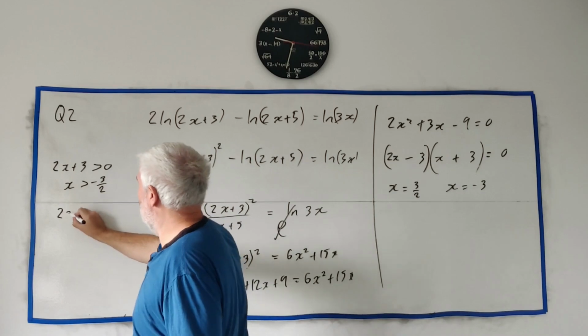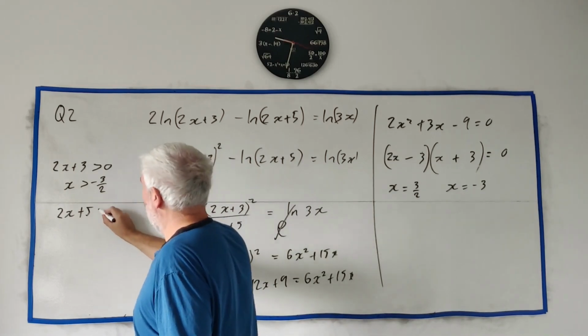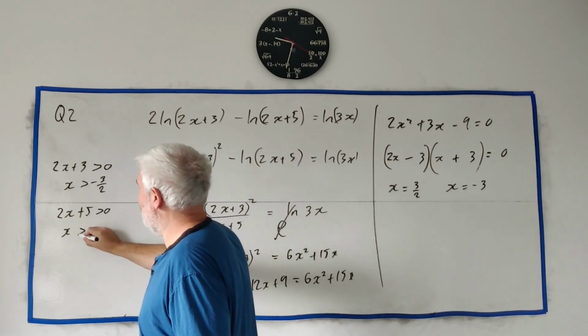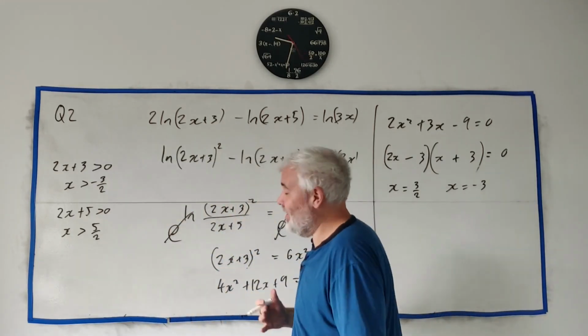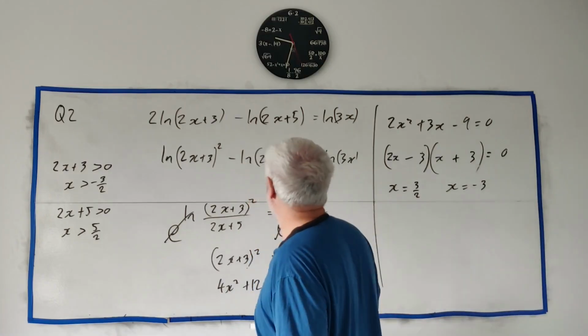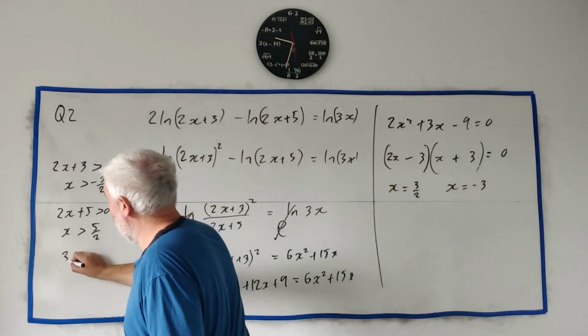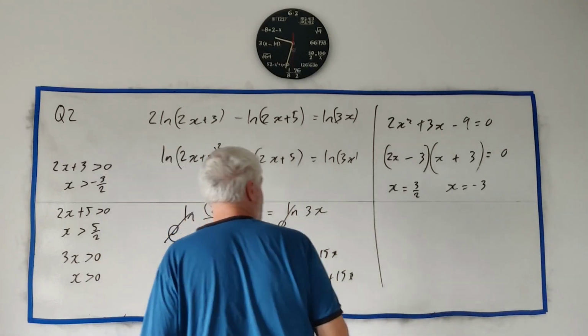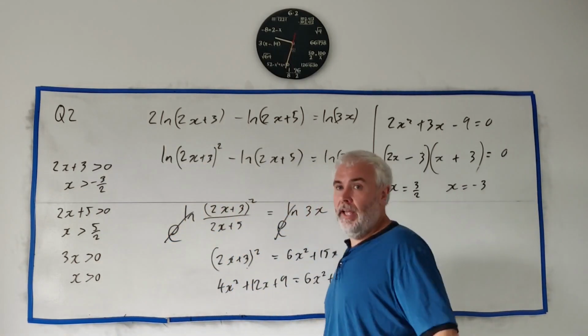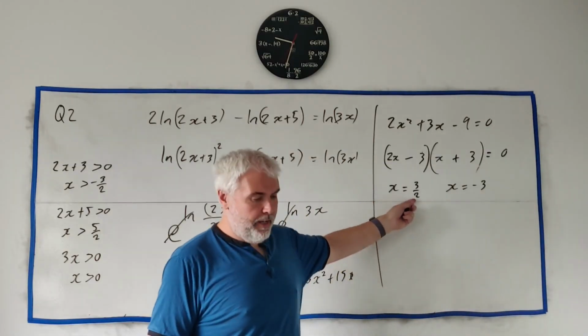They're also telling you that 2x plus 5 has to be bigger than 0. That means x has to be bigger than minus 5 over 2. Again, this one's out. It's still out. This one's okay in both of these. Lastly then, they're telling you 3x has to be bigger than 0. That means x has to be bigger than 0. Once again, this is out. The only one left is this guy here.